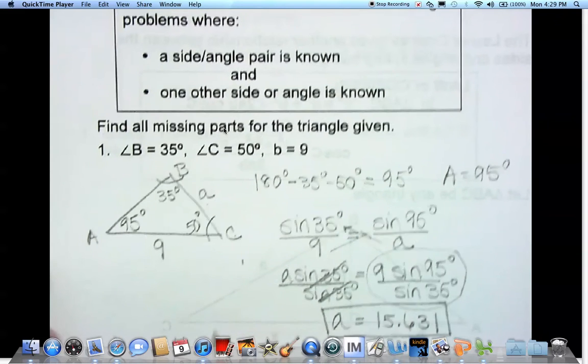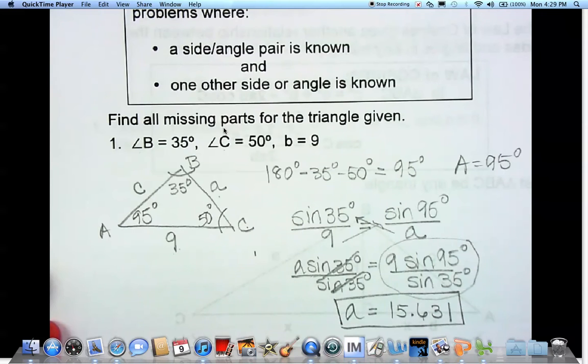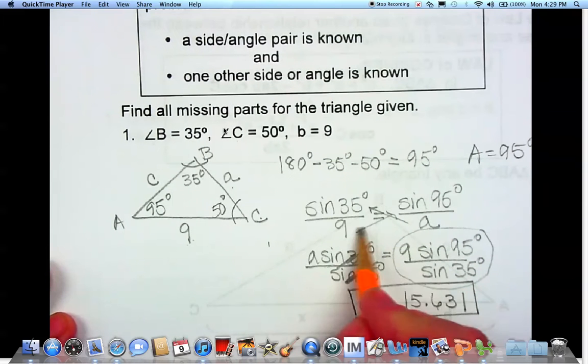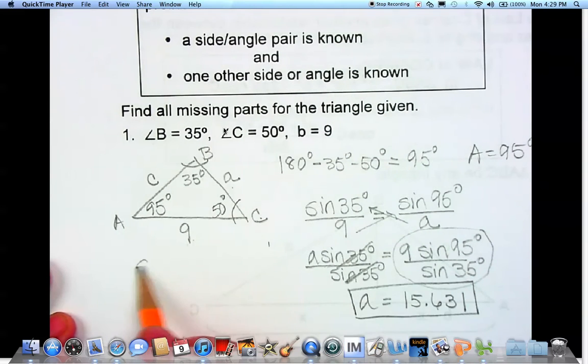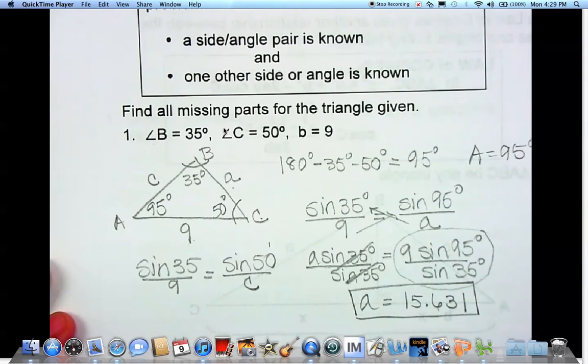Now we're going to find side c. Little c is across from big C. So we'll keep starting with the sine of 35 over 9. That equals the sine of 50 over c. Cross multiply them again. So we have c sine of 35 degrees equals 9 sine of 50 degrees. Divide by sine of 35 so we can get c by itself.